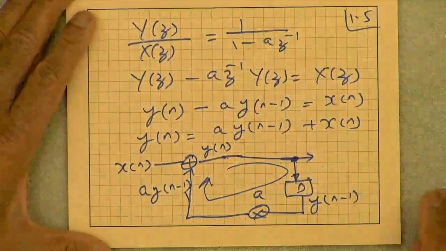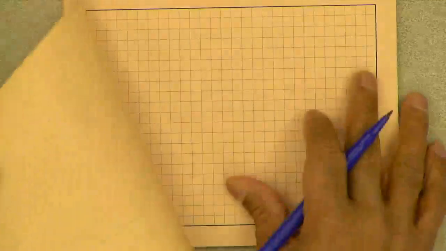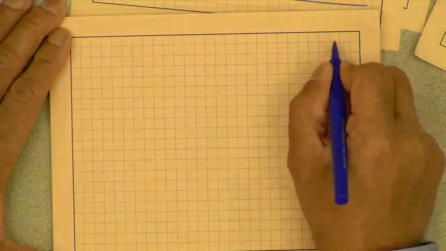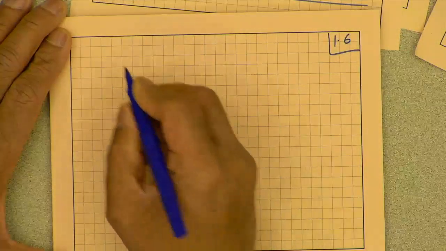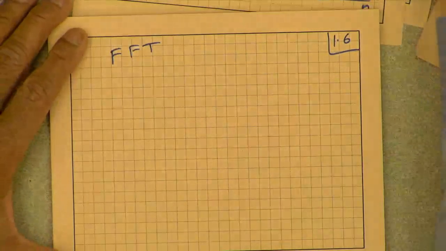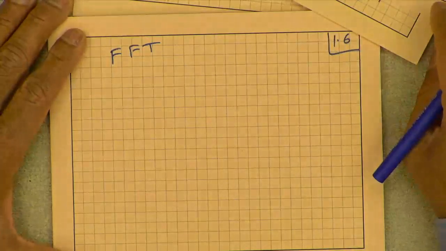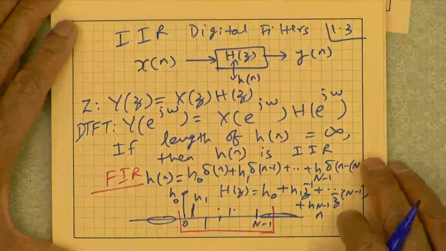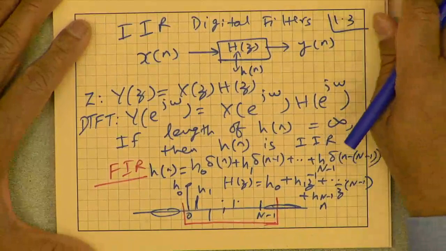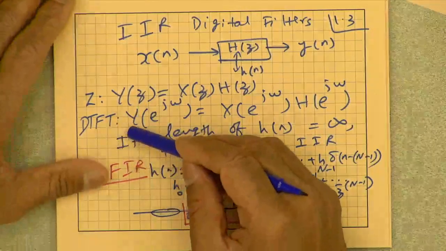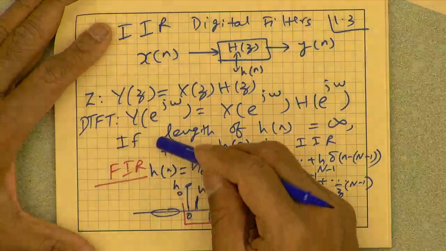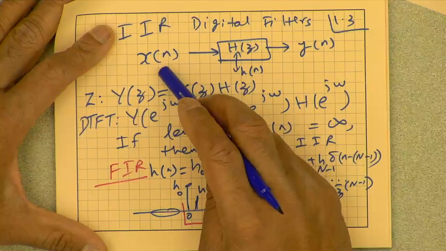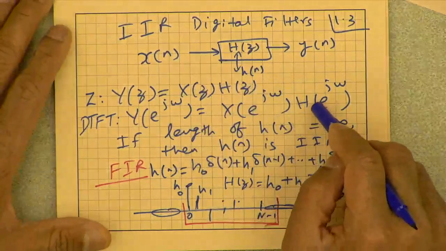Okay, so let me talk briefly about FFT. If I go back to what we were talking about here, namely in the so-called spectral domain or the discrete time Fourier transform domain, the spectral representation of the output y is equal to the spectral representation of input x times that of the filter h.